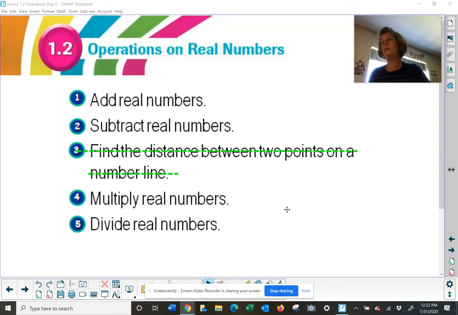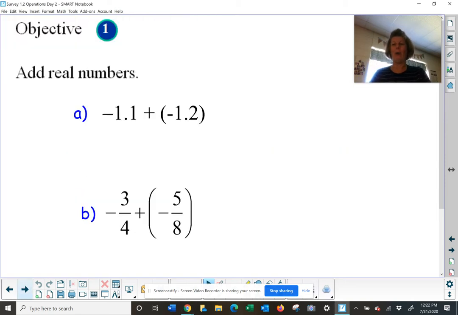Hello, looking at lesson 1.2 today, and that is the operations of real numbers. So we're going to look at, well, actually, you've already done adding and subtracting real numbers because that was first day activity. So today we're really going to focus more on the multiplying and dividing with a little bit of review on the other. So here we go.